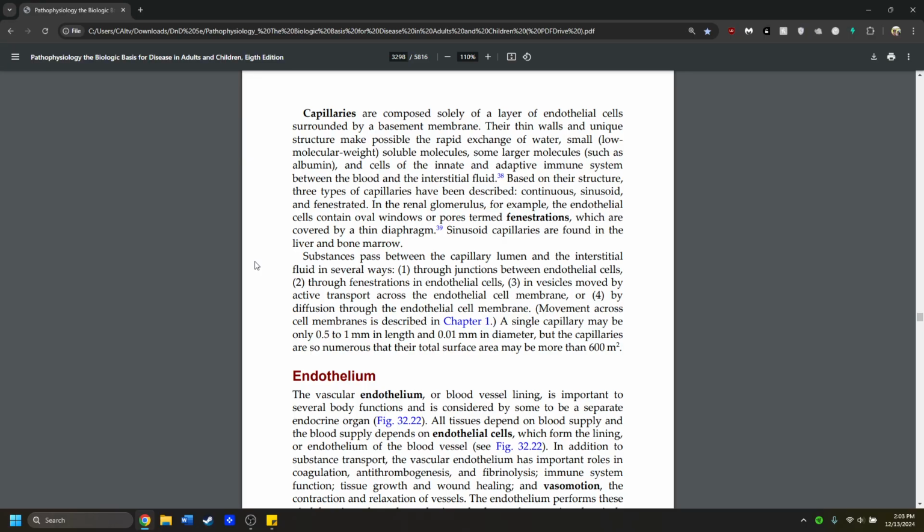Substances pass between the capillary lumen and the interstitial fluid in several ways: through junctions between endothelial cells, through fenestrations in endothelial cells, in vesicles moved by active transport across the endothelial cell membrane, or by diffusion through the endothelial cell membrane. A single capillary may be only 0.5 to 1 millimeter in length and very narrow in diameter, but the capillaries are so numerous that their total surface area may be more than 600 square meters.